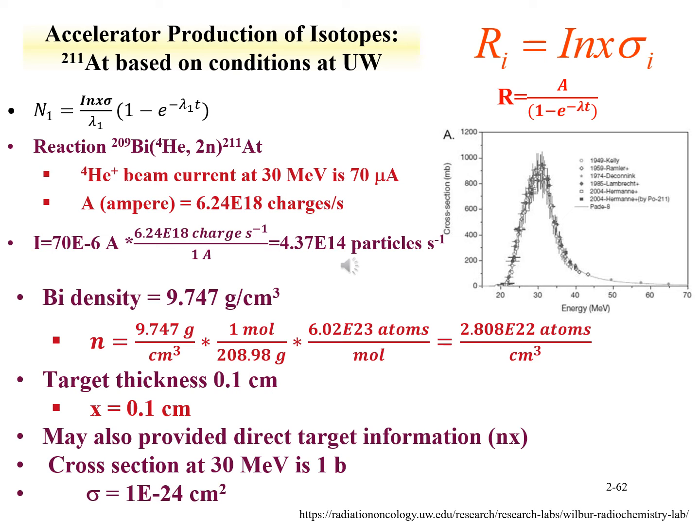For these calculations, the target information may be provided directly. For example, as opposed to providing the thickness and the density, one may be provided the number of atoms in the target or the mass of the target that is being bombarded. And the cross-section, again shown here, has a value of 1 barn. 1 barn is 1 times 10 to the minus 24 centimeter squared.